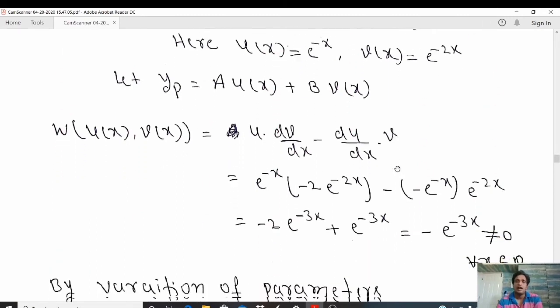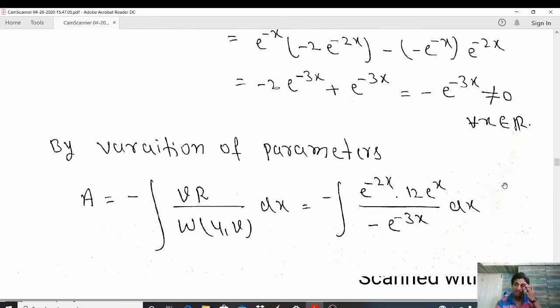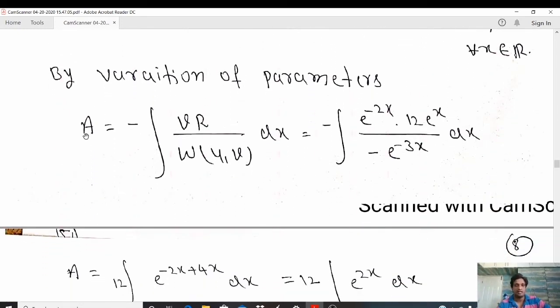Now to find a and b values, we need this value u into dv by dx minus du by dx into v. This value is actually equal to the Wronskian of u and v. So the value is e power minus x, dv by dx is minus 2 e power minus 2x, and du by dx is minus e power minus x, as u is e power minus x, v is e power minus 2x. If you simplify this, we get minus e power minus 3x, which is not equal to 0.